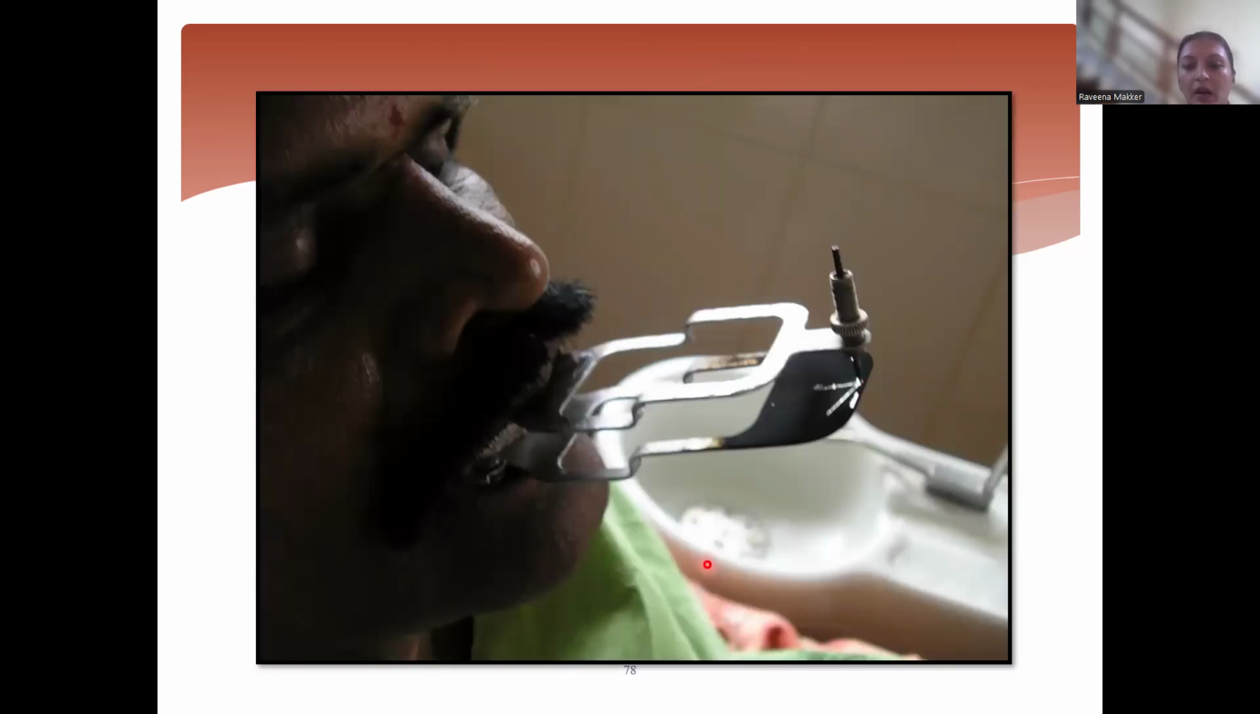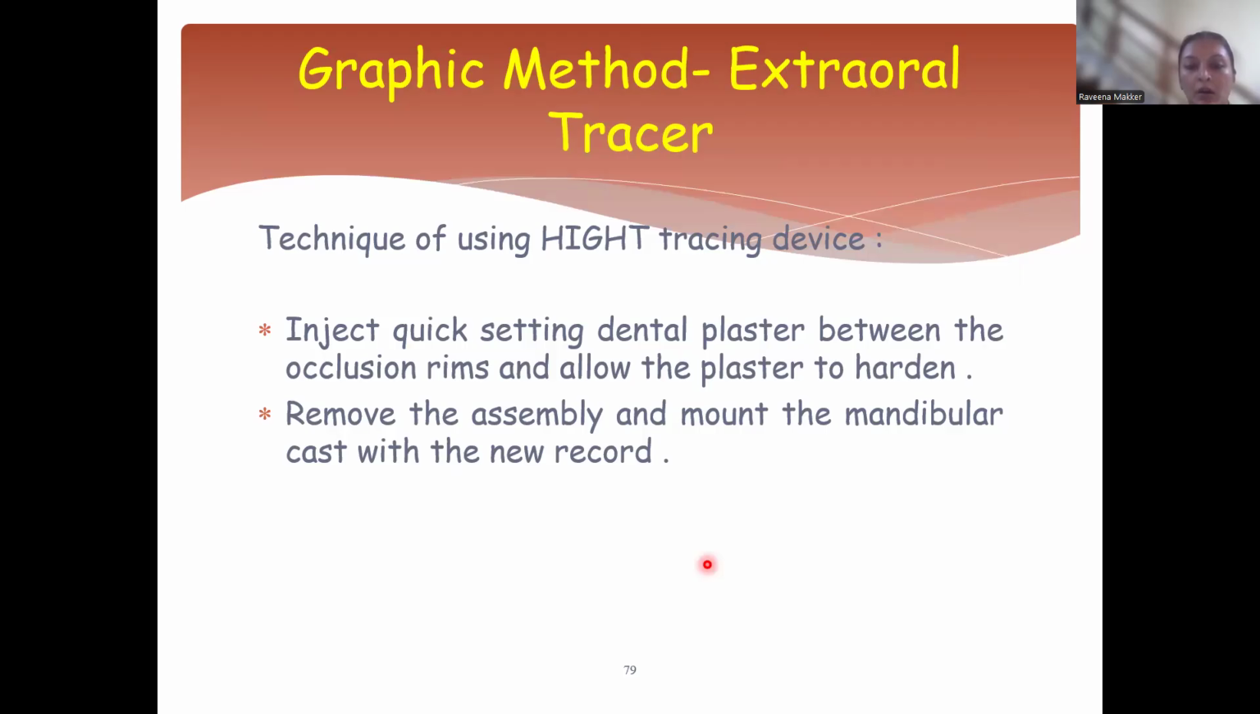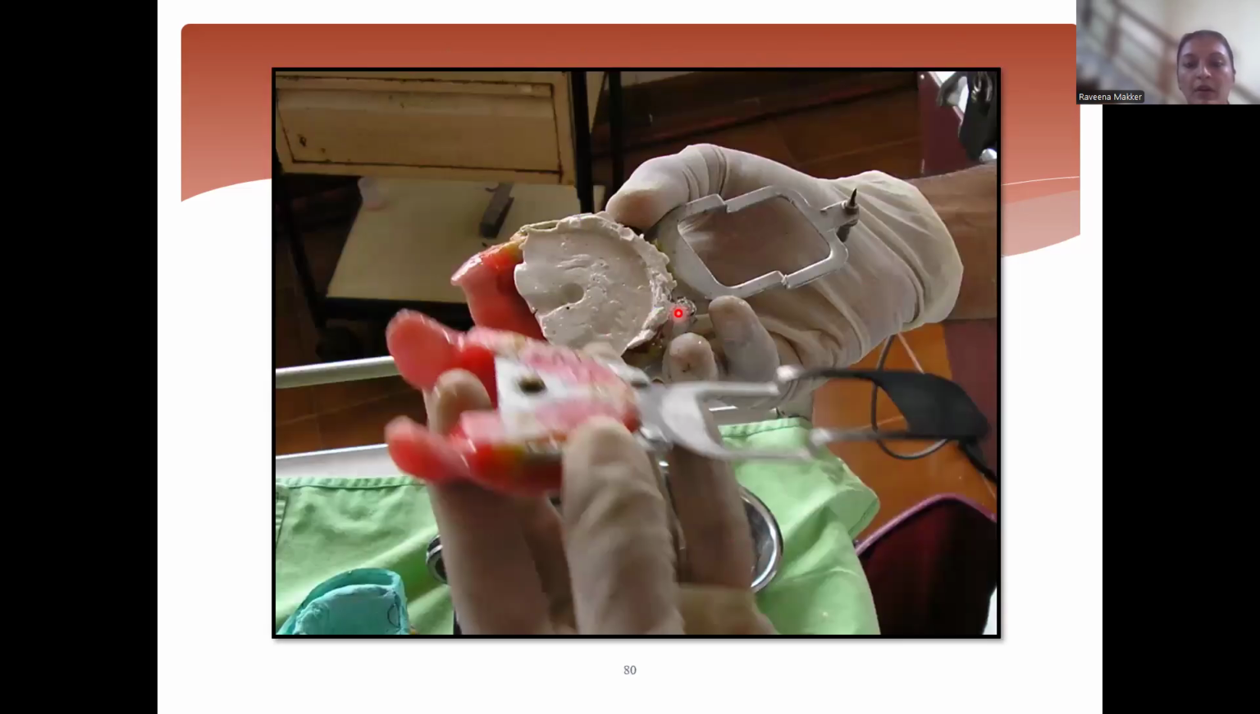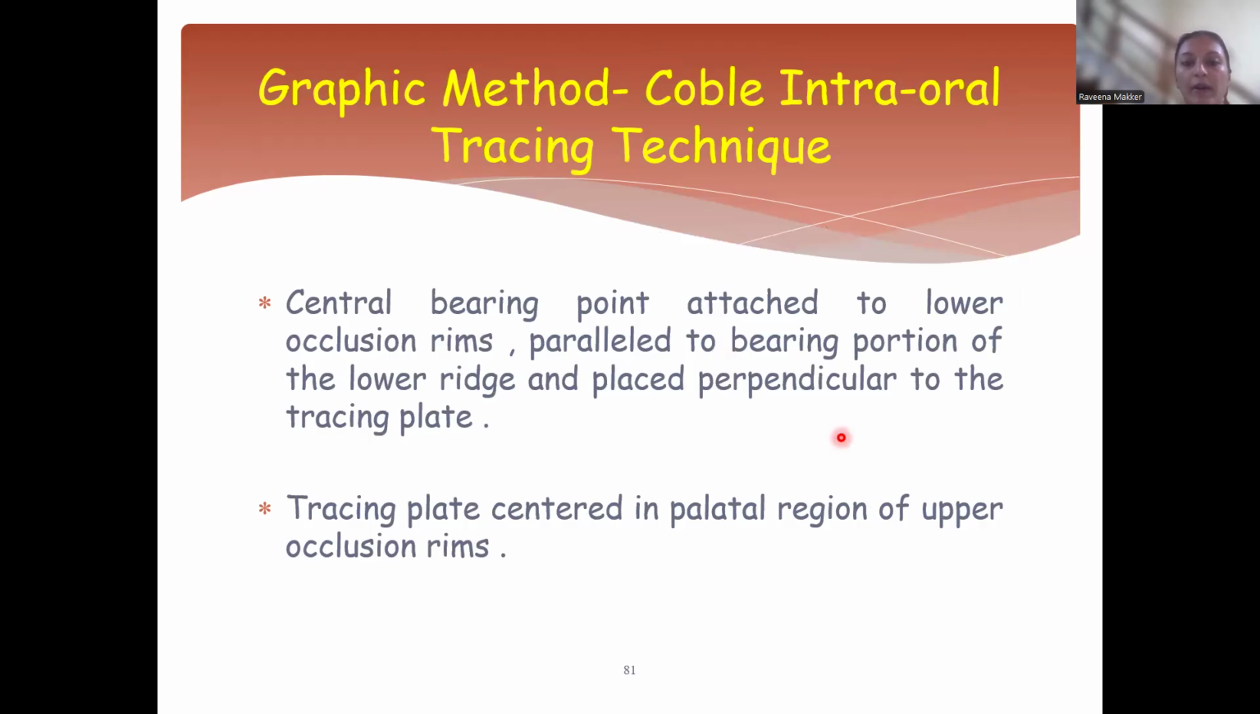Now, once this is done, the space between the occlusal rims is filled with quick setting dental plaster and the whole assembly is removed and then mounted on the articulator with the new record. This is how the plaster record is made in between the occlusal rims. So again, the rims are mounted on the articulator with this new record. A central bearing point is attached to the lower occlusal rims parallel to the bearing portion of the lower ridge and placed perpendicular to the tracing plate. The tracing plate is centered in the palatal region of the upper occlusal rims.